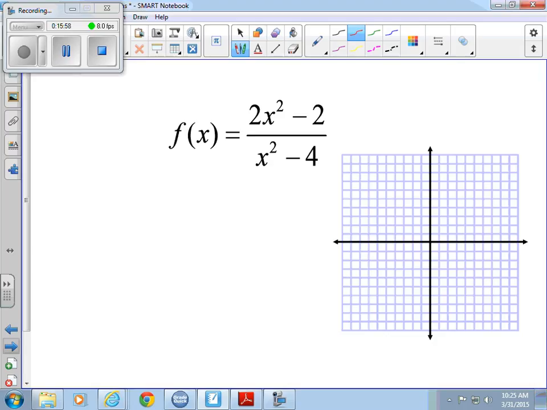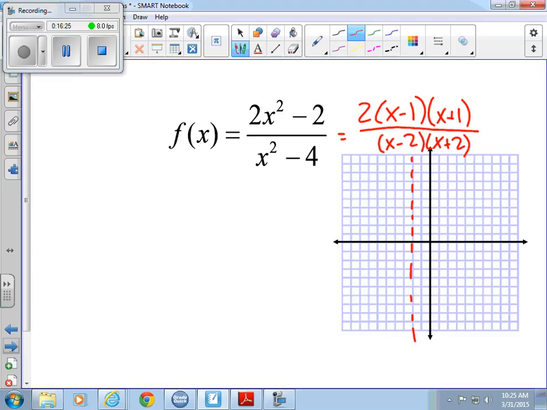Okay, last one. This is the last one from yesterday. Someone remind me, and I'll factor it to remind you. I'm shortcutting the factoring. We did this a little slower yesterday. What were the asymptotes? 2 and negative 2, both vertical asymptotes. Horizontal was y equals 2.